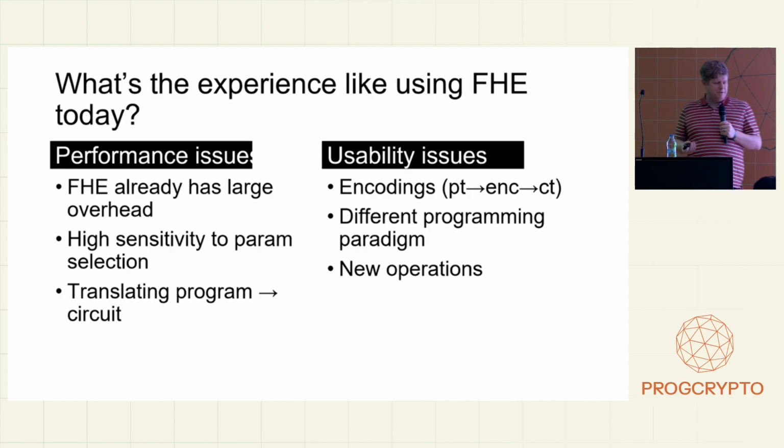FHE also has a number of usability problems. So your plaintext in the BFV scheme, for example, is a polynomial, and if you want to use integers, you have to trick a polynomial into behaving like an integer. And so you have to use an encoder to accomplish that. And finally, FHE has these kind of new operations that are scheme specific, and you have to know when to use them effectively. So for example, in BFV, there's an operation called relinearization, which you have to use after doing a multiplication at some point. And there's also bootstrapping operations, and you have to know where to insert those.